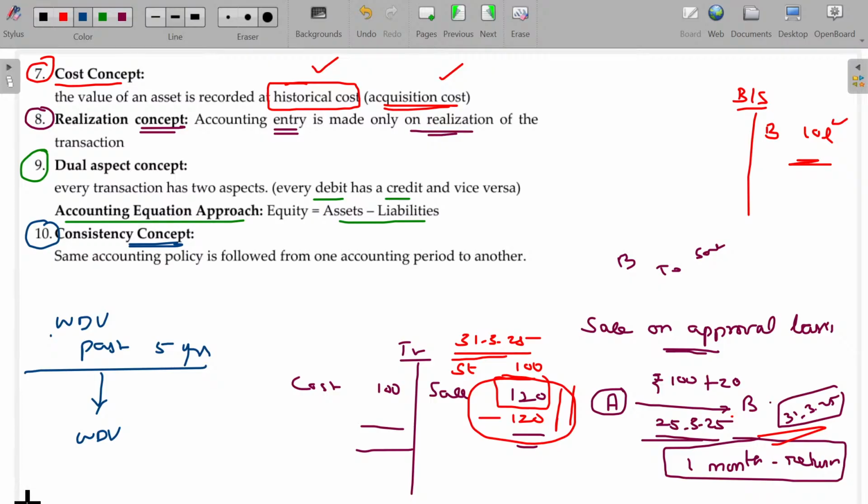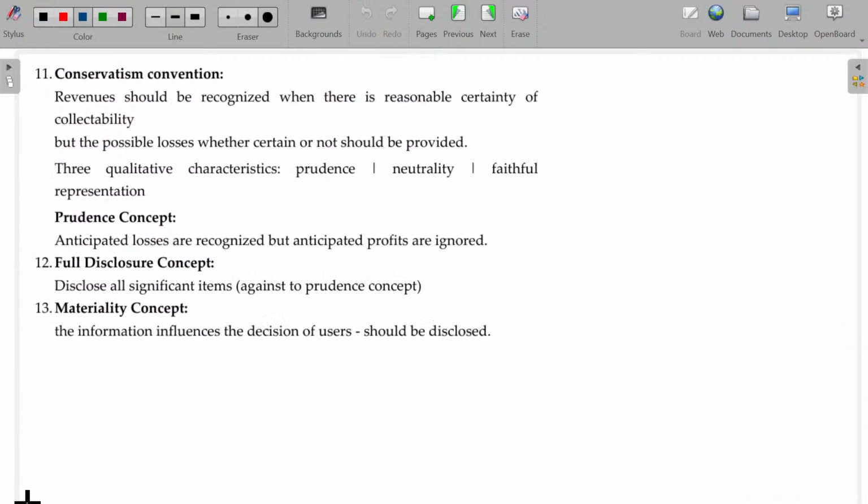No. Once you have chosen and confirmed based on the principles, right? What does principle mean? When we have alternatives, you have certain rules to choose the best option among the available alternatives. So once you have chosen that the WDV method is good, or the FIFO method of valuation is good, you have to follow that year after year. You should not shift from here to there now and then. That's not acceptable as per the consistency concept.